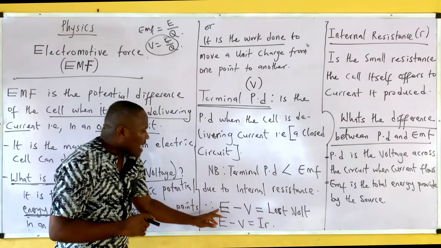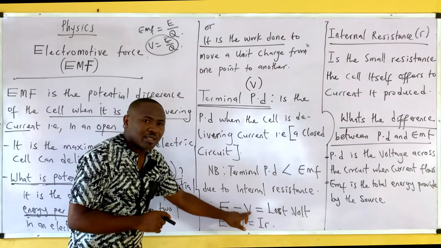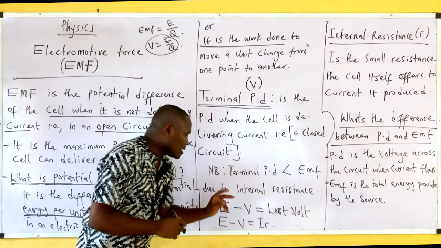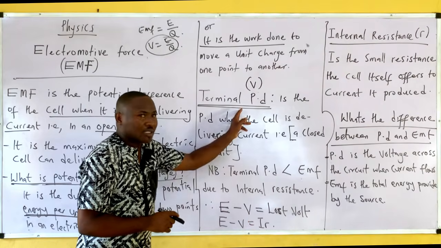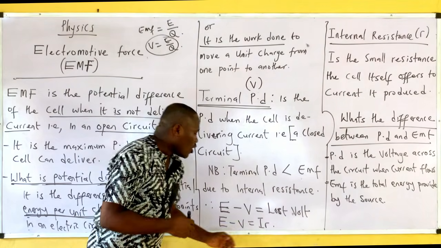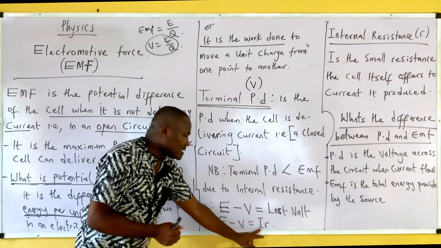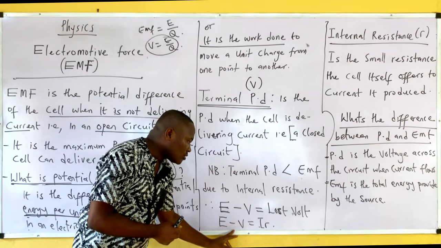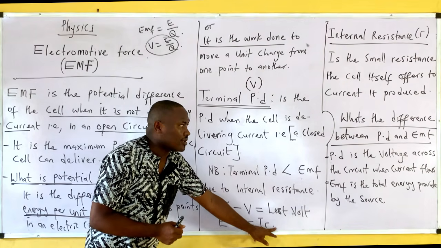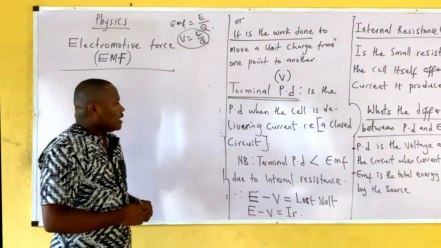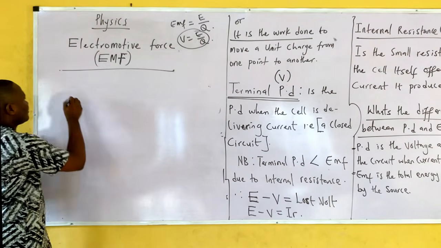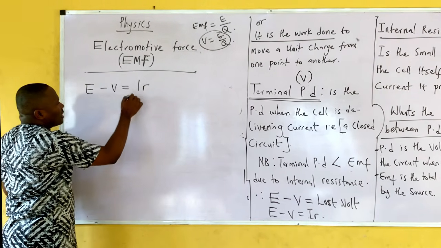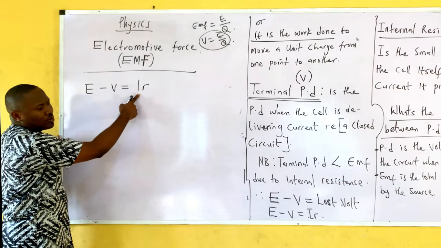Now take note of this. EMF minus terminal PD is equal to lost volt. So what is lost volt? Lost volt is current times internal resistance. Now look at this: E minus V is equal to Ir. So Ir is our lost volt.